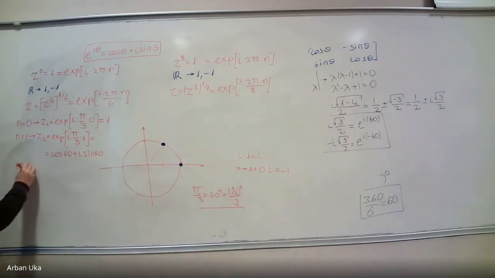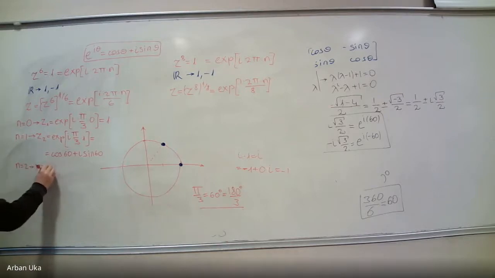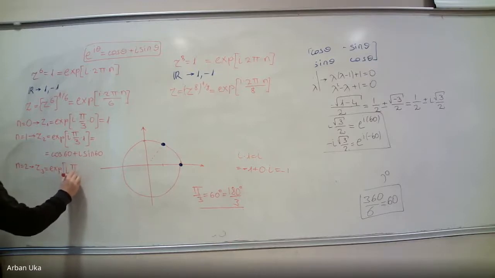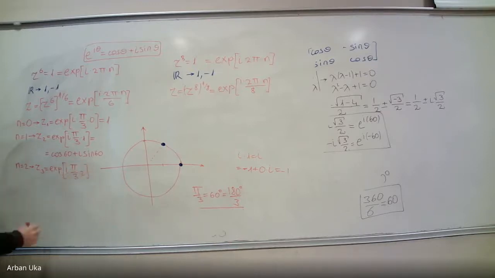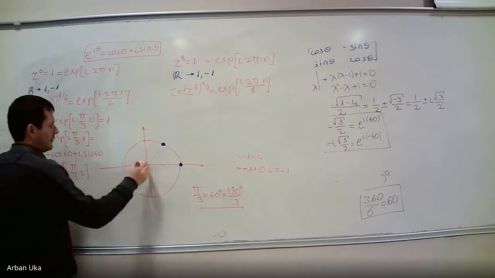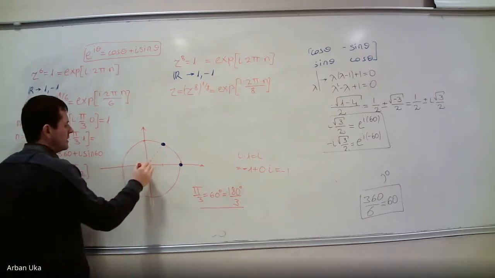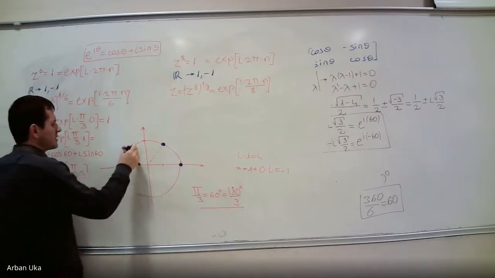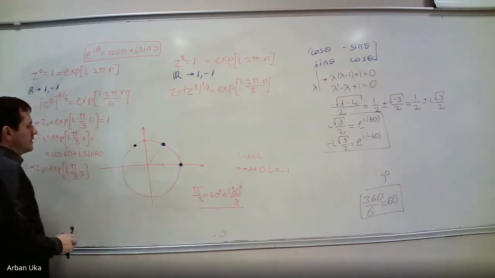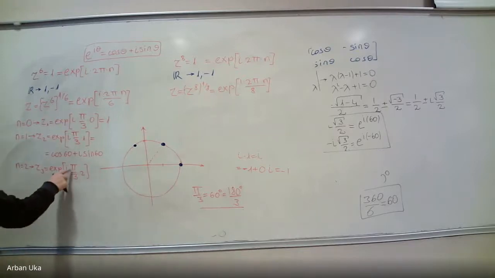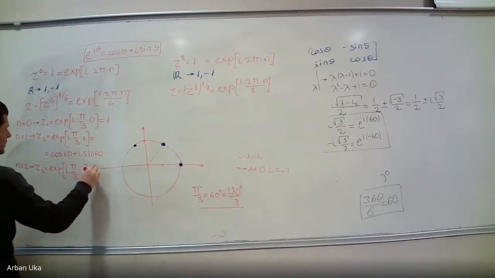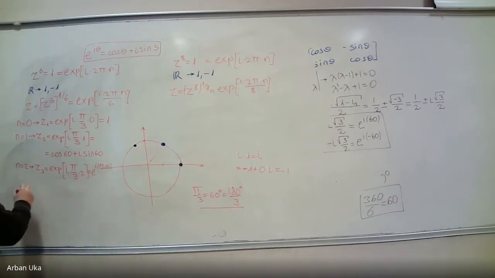Now for n equal to 2, Z3 is equal to the exponential of i pi over 3 times 2. What is this? Where can we find this value? This value we can find if we rotate by another 60 degrees. So we get right here. Okay? So this is e to the power i times 120.